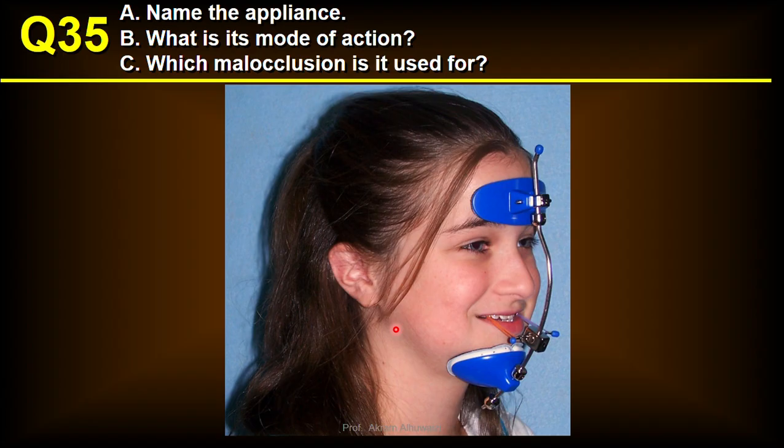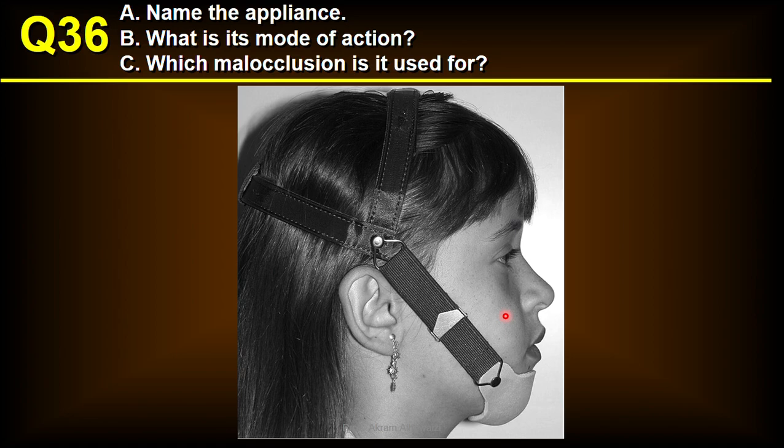Name the appliance. It's a reverse headgear. What's the mode of action? It protracts the maxilla forward. Which malocclusion is it used to treat? Class 3 malocclusion. Name the appliance. It's a chin cap. What's the mode of action? The mode of action is that it redirects the growth of the mandible in a backward and downward direction. Which malocclusion is it used to treat? Class 3 malocclusion.